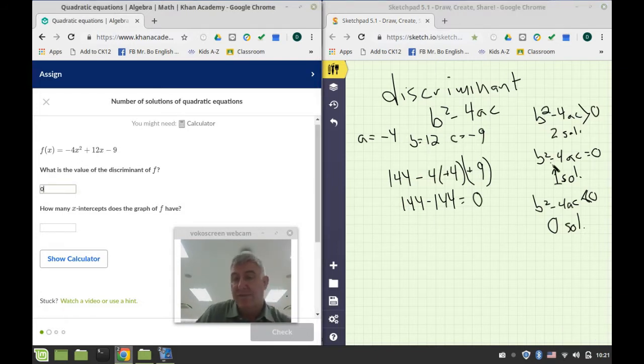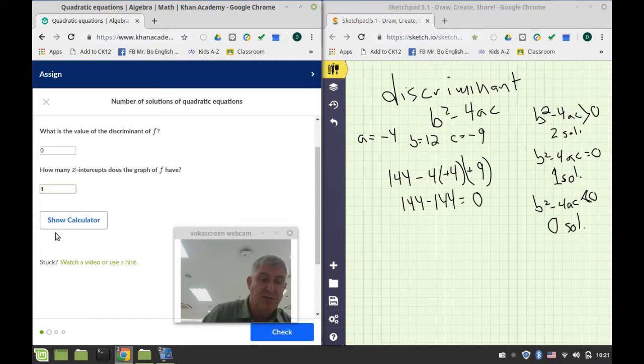Now let's look over here. If the discriminant is greater than 0, we have 2 solutions. If the discriminant is equal to 0, we have 1 solution. If the discriminant is less than 0, we have 0 solutions. So we have 0, so we're on this case right here, case 2. So we have 1 solution, and it's 1 solution.